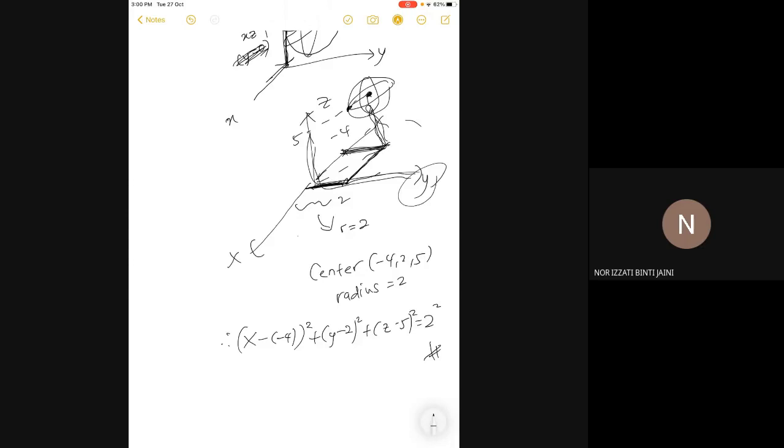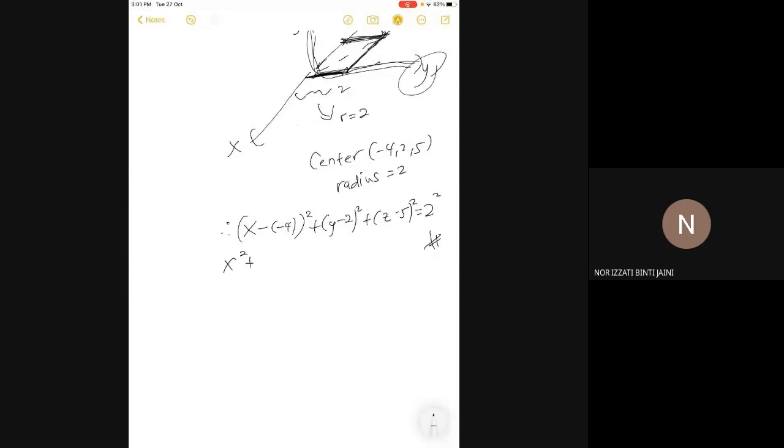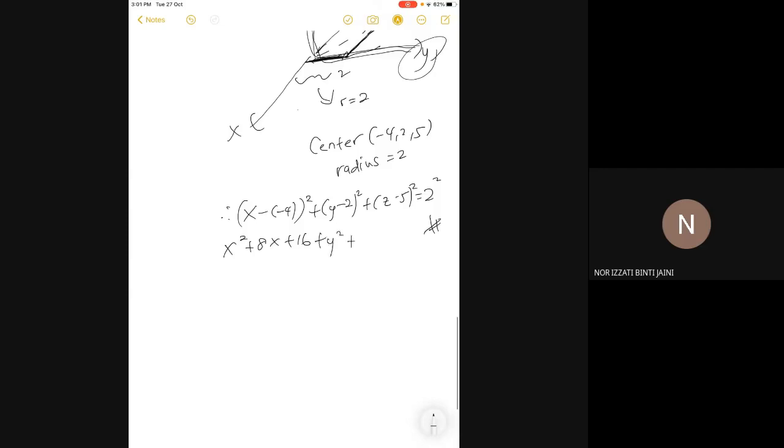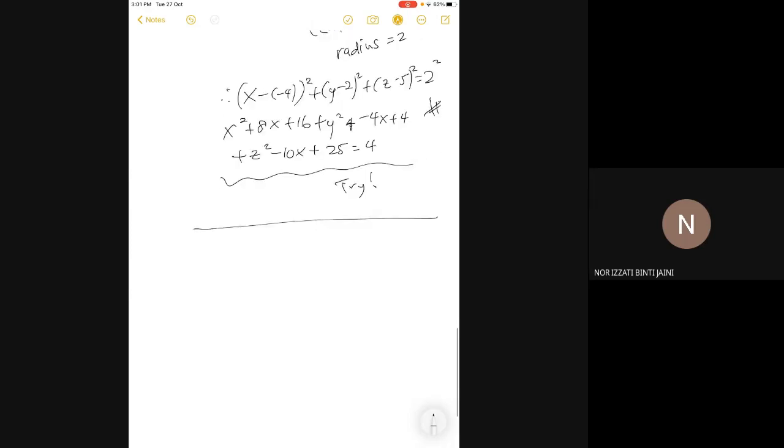Okay, and then this one also lah, X kuasa 2 tambah 8X tambah 16. So boleh tolak 4x tambah 4. Okay. Then solve for this one until you get the answer. Okay, 2C. Proceed with 2C. X squared plus 3y squared plus 4z squared equals to 1.